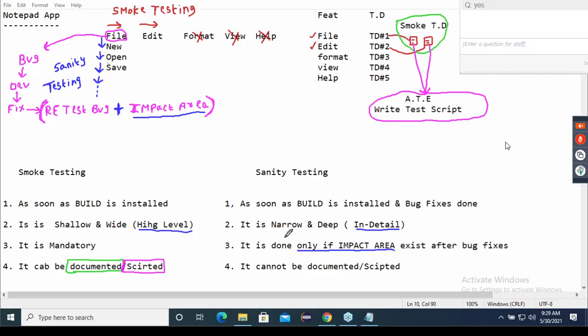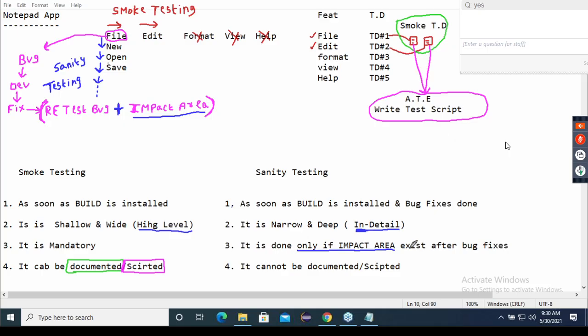Why am I saying sanity is in detail? Can you tell me? You should give me the answer. In detail, I'm using the words narrow and deep. Why is sanity in detail? Correct, because we are checking the modules as well as all the sub-modules. We are touching each and every sub-module, so I'm calling it in detail. So the first point: as soon as the build is installed and the bug is fixed. And the second point: it is in detail.